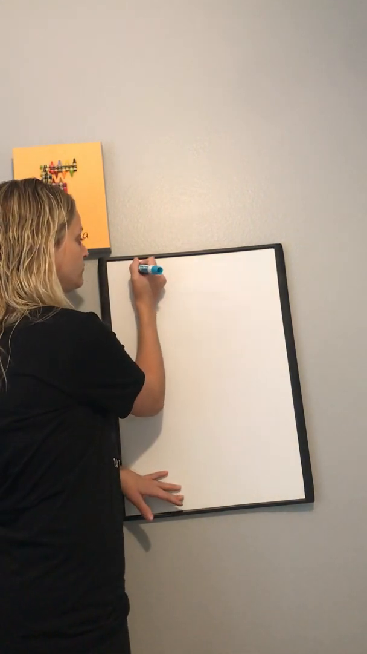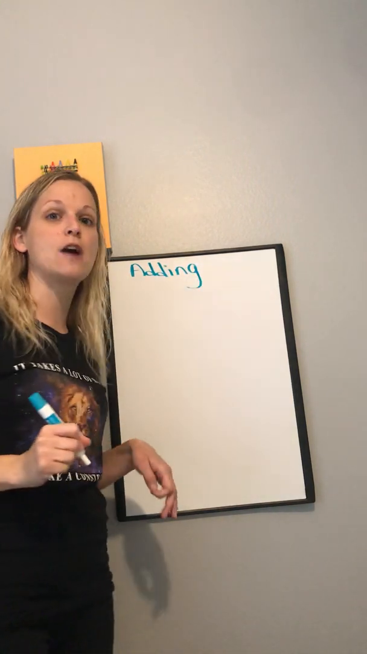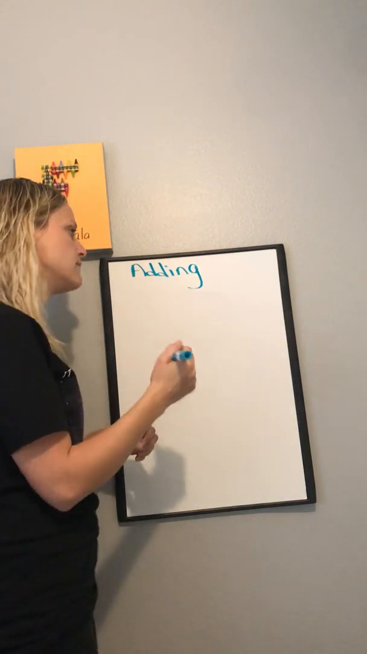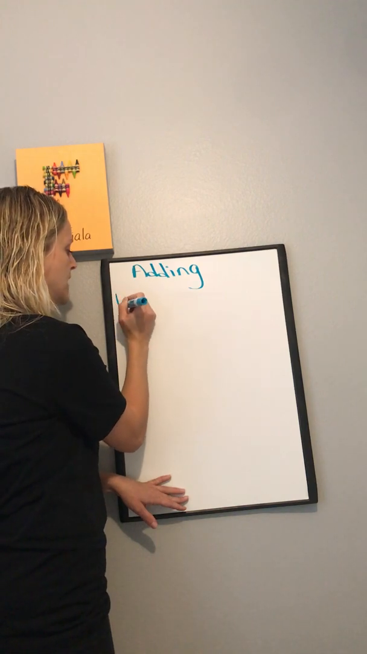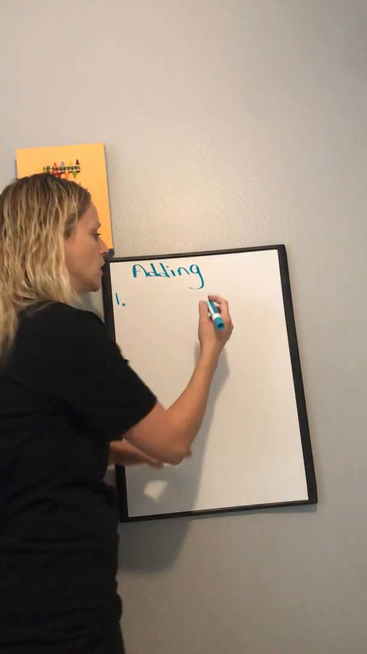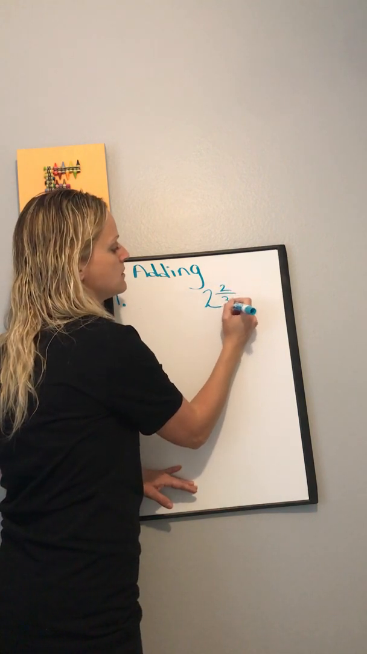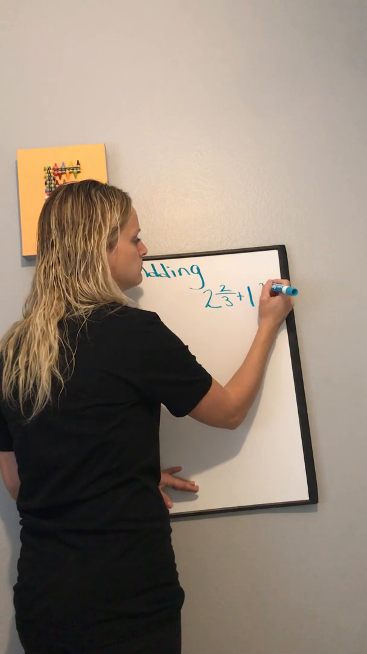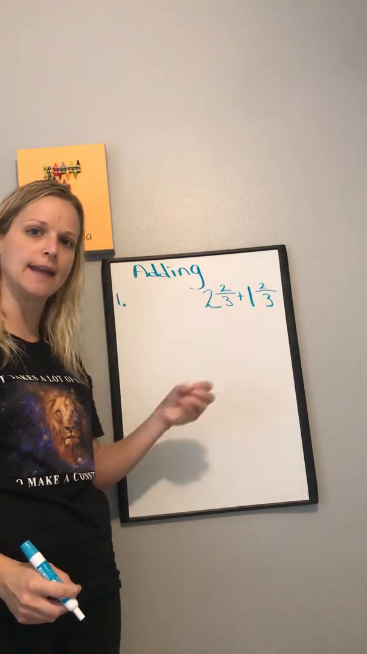I'm going to start off with adding mixed numbers. And if I were you, I would probably write some of this down because there are steps to follow. This can be a little bit tricky. So we're going to add mixed numbers. Step number 1, when we add mixed numbers, and I'm going to give us an example here. For example, if we have 2 2/3, plus we have to add 1 2/3. Okay, this is my example of adding mixed numbers.